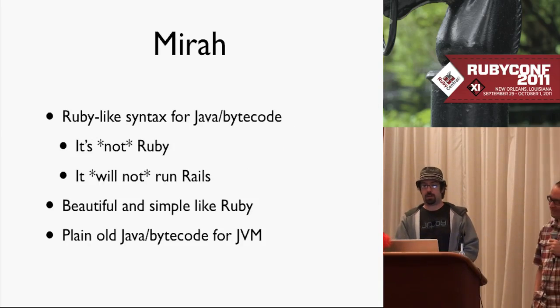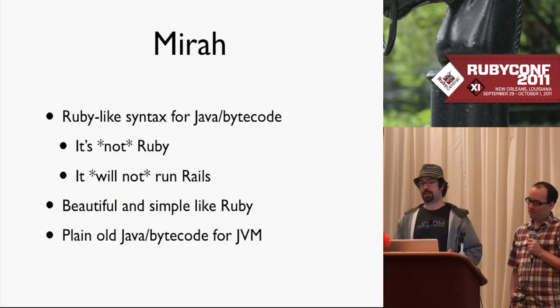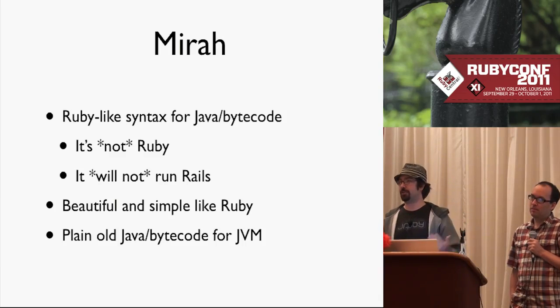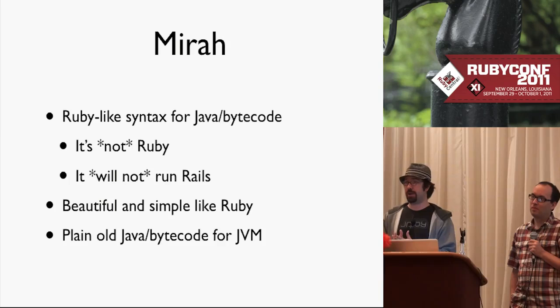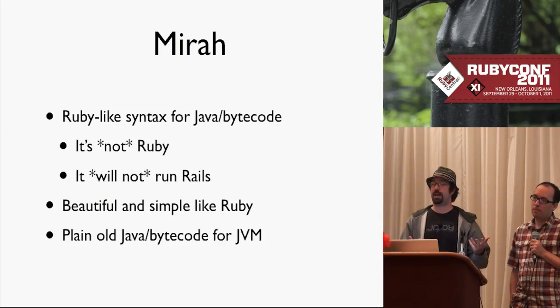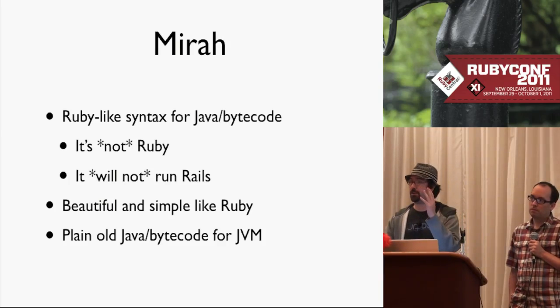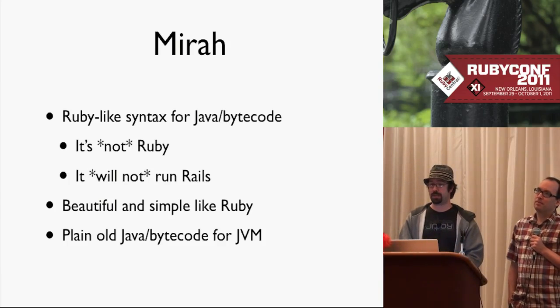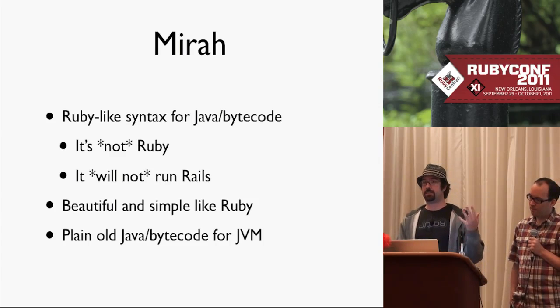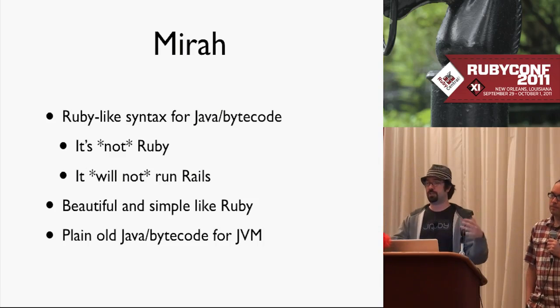So Mirah is basically a Ruby-like syntax for creating Java or JVM bytecode. It is not Ruby. That is the common misconception. Mirah does not run Rails. It is essentially just a Ruby syntax for writing JVM bytecode. That's all there is to it. It's very clean and beautiful and simple like Ruby. And what you get out is plain old Java code. It can just generate Java code for you, or JVM bytecode.